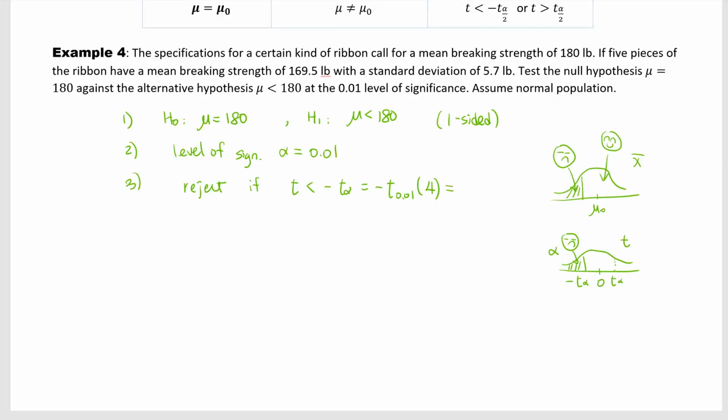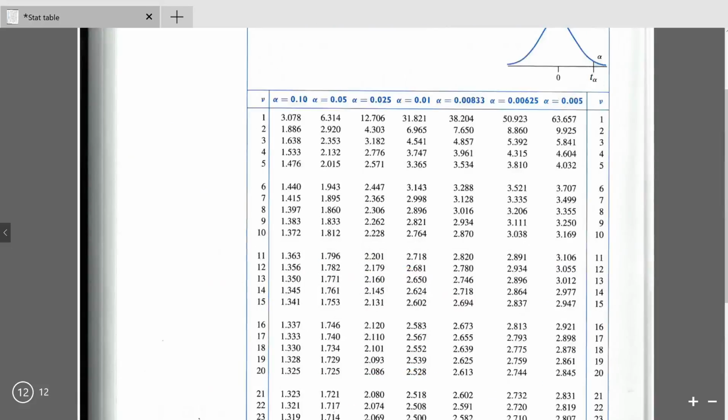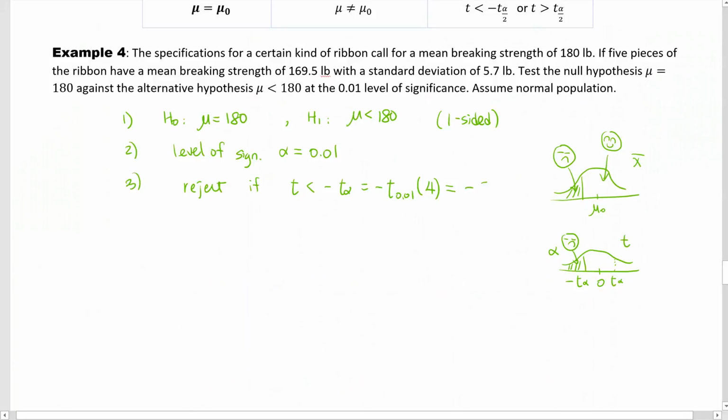Okay, so then let's look at our table. Table 4, the t table. Degrees of freedom nu is 4 and 0.01. That gives 3.747. So negative 3.747. Okay, that is step 3.